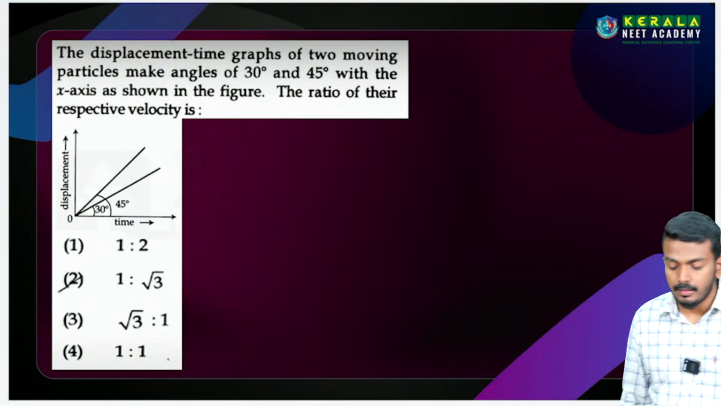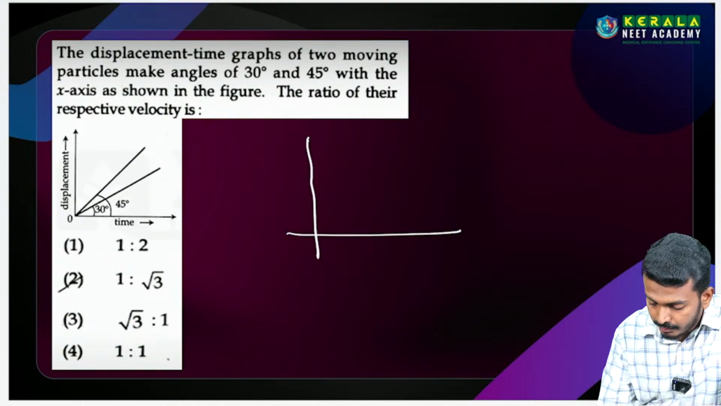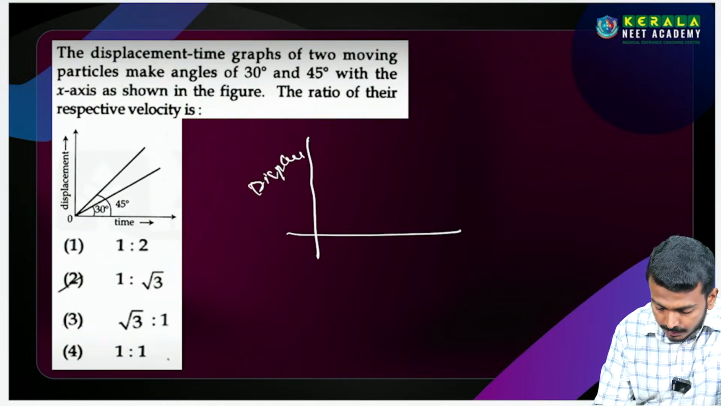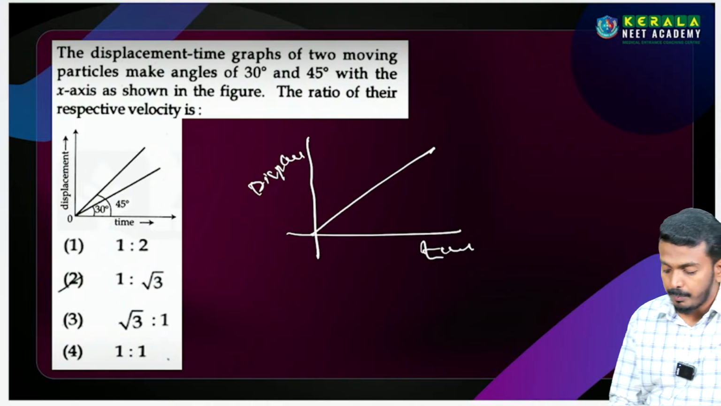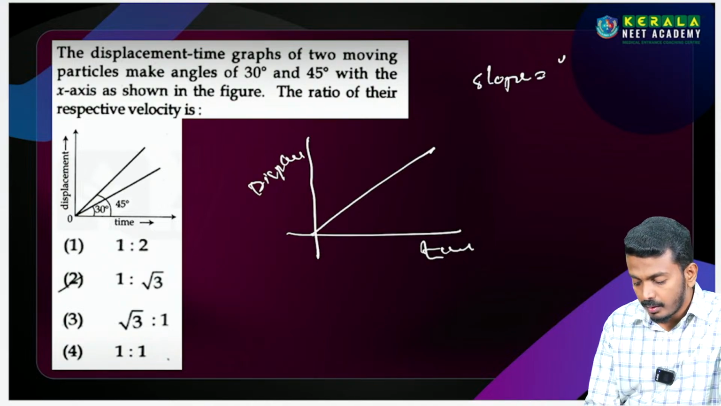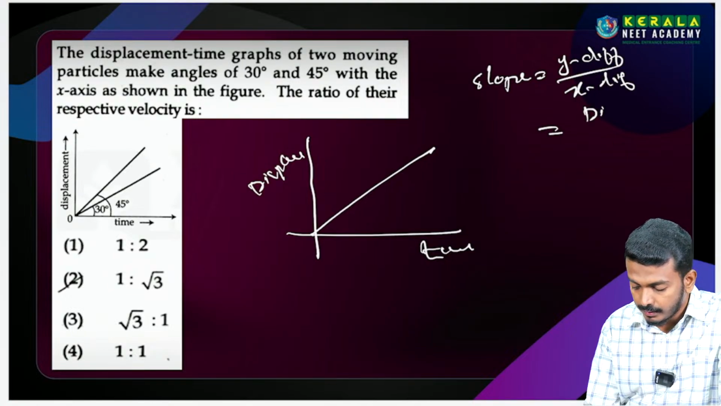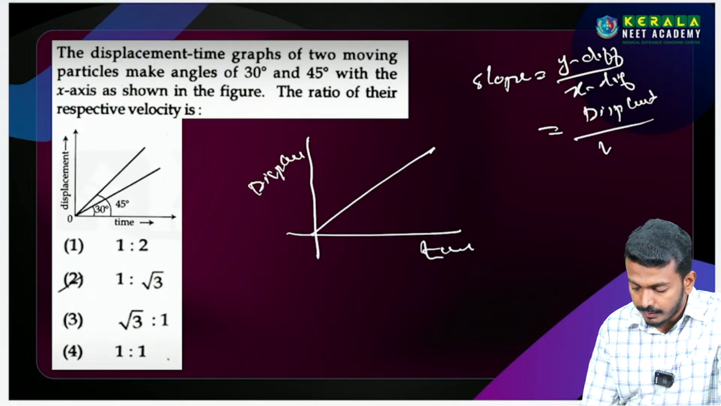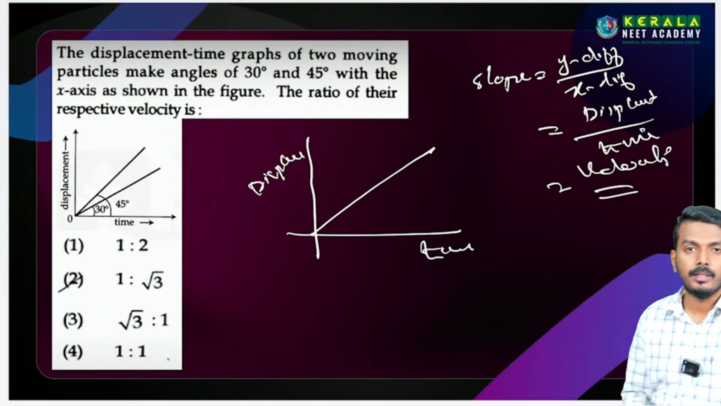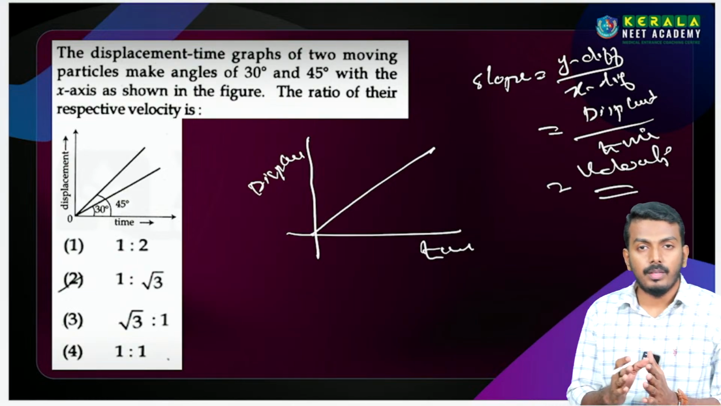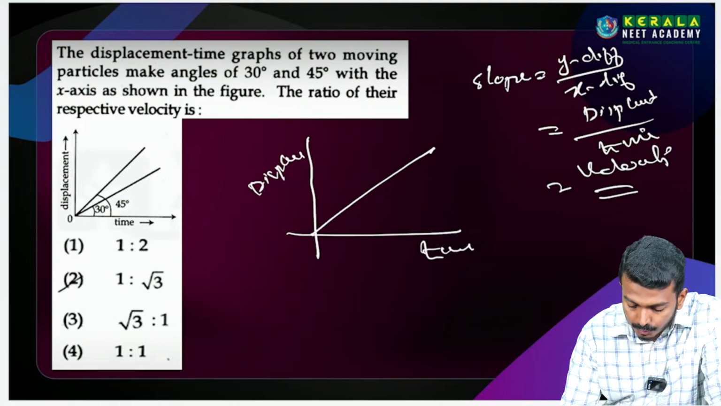Listen, in this question we want to know one of the important concepts. What is the concept? Here displacement, here time. In the displacement time graph, when we take the slope, what is basically slope? Slope means y difference divided by what difference? x difference. What is the y difference? Displacement. What is the x difference? Time. Displacement by time, what do you get? Velocity. What is the concept? The slope of a displacement time graph is equal to what? Velocity.